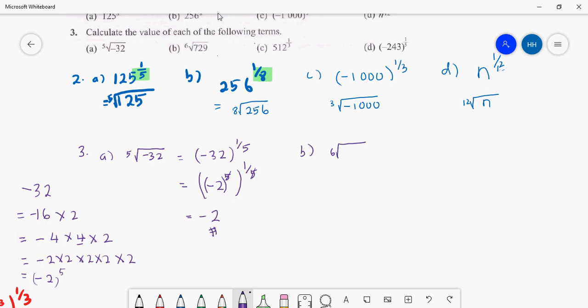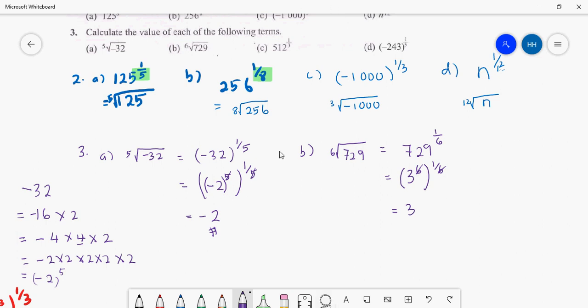6 root 729 is equal to 729 to the power of 1 over 6. Look at the number here, this is 6 root, so 1 over 6. And 729 is equal to 3 to the power of 6. Then don't forget the power 1 over 6 here, and you eliminate this, equals 3.